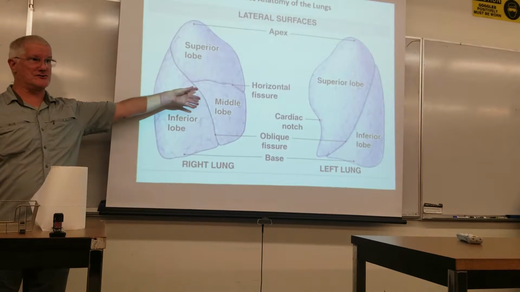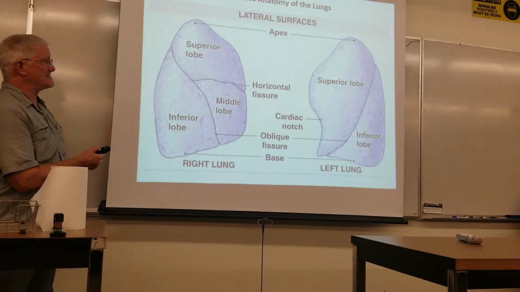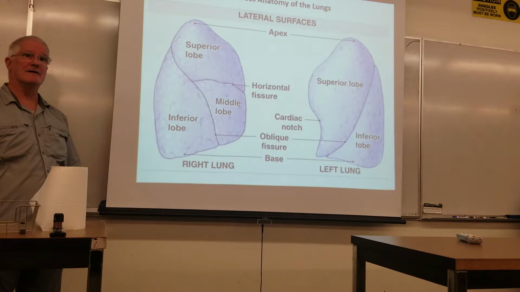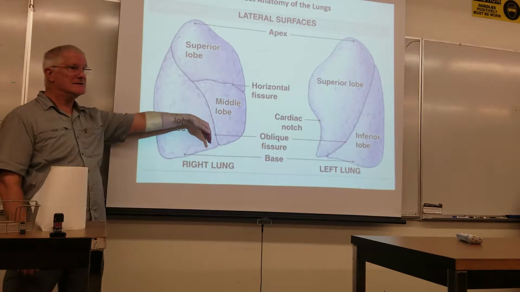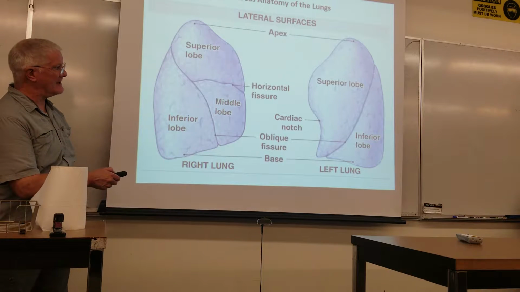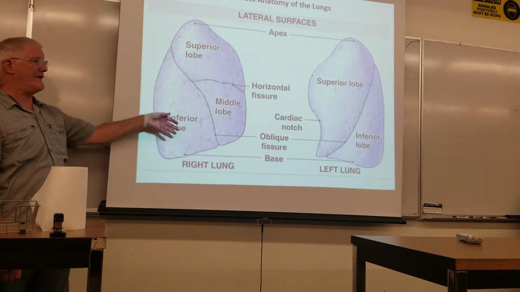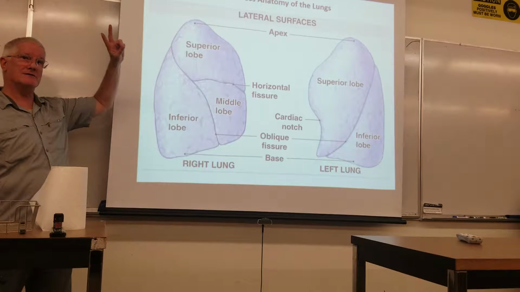You have 2 different fissures to worry about for the right side. This one goes horizontally, so let's call it a horizontal fissure. This one goes obliquely, so let's call it the oblique fissure. And over here, we have another oblique. We have no horizontal. So that's easy. You got 5 lobes. You got 2 lungs.